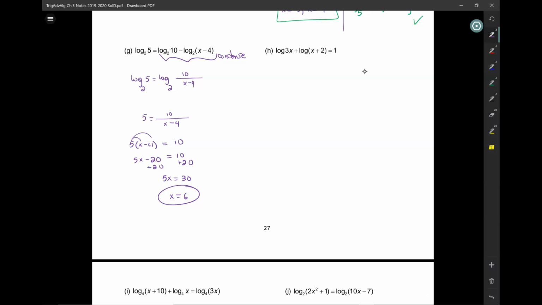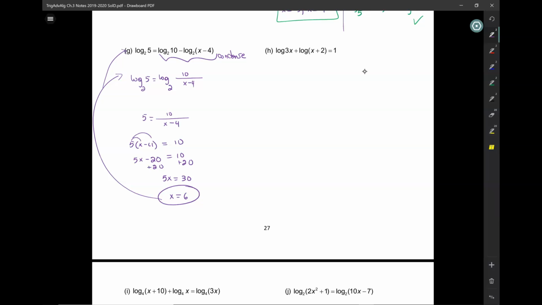All right. Now, when you want to check, you can plug it into either here or here. And so let's see. Let's plug 6 into the one that we condensed. I'll get 10 over 6 minus 4, which is 2. So I'll get log base 2, 10 over 2 is 5. Log base 2 of 5. So that does work.